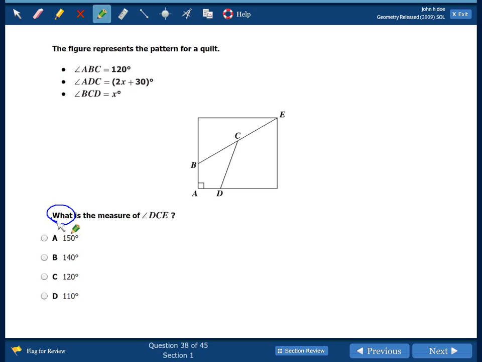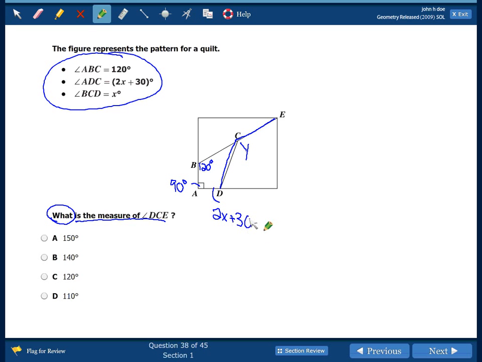This problem says, what is the measure of angle DCE? So what we're looking for is DCE right here. I'm going to call this Y because I have all this other information here that's in terms of X. This angle right here is 90 degrees. Angle ABC is this one here, which is 120 degrees. Angle ADC is 2x plus 30. And angle BCD is just x.